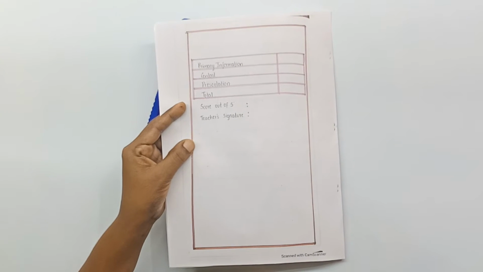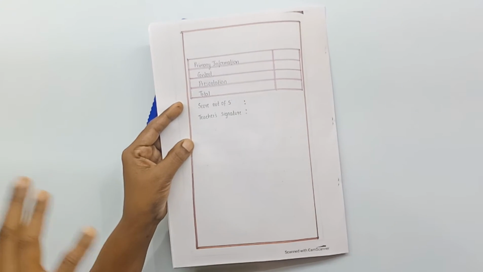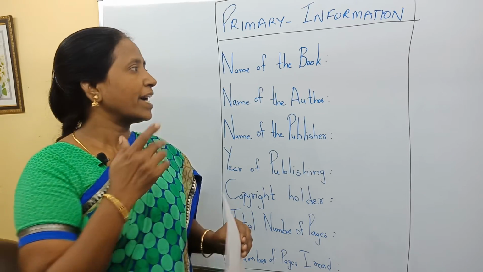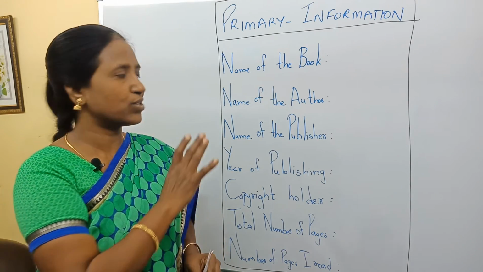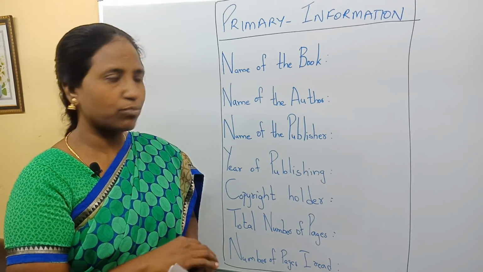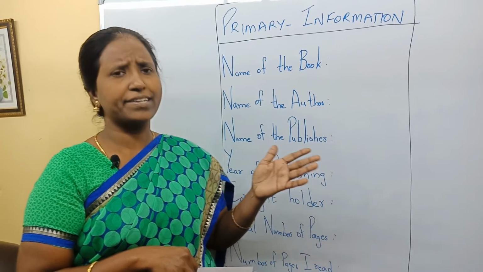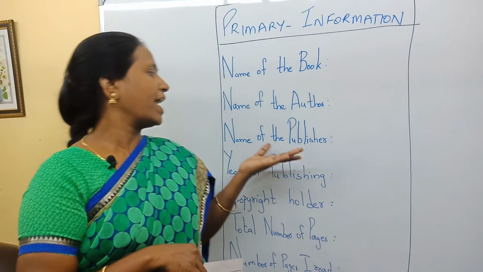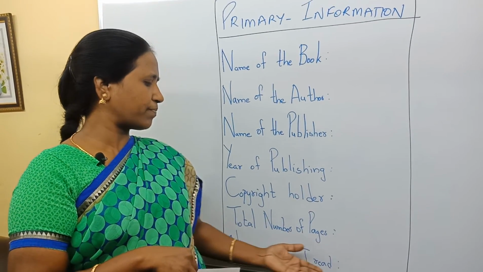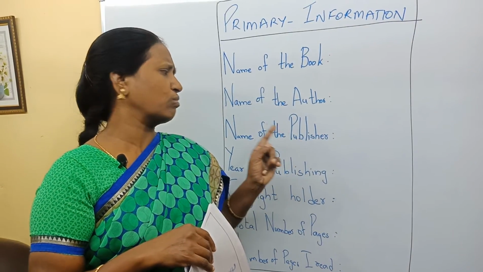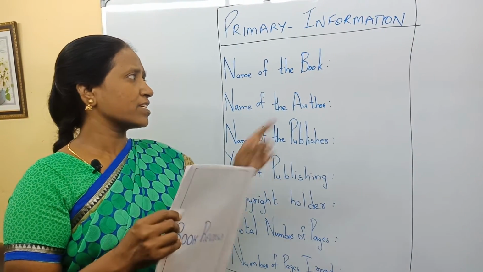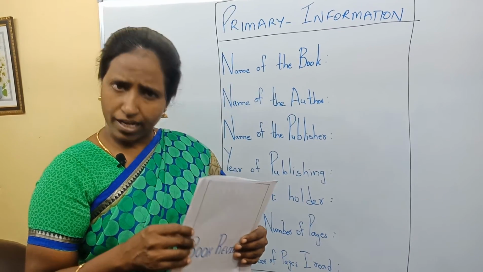So I have just zoomed in the camera so that you can have a complete view of the book review. I believe I have done justice in showing you. Yes, so I have written the primary information on the board so that you have a clear idea about what to write in the primary information. The first one is the name of the book. Here, name of the author or editor or writer, anything according to the book. And name of the publisher, year of publishing, copyright holder, total number of pages I read. Here publication also you can write, name of the publication also you can write, year of publication also you can write. Okay, and then see to it that all the columns fall in the same straight line.